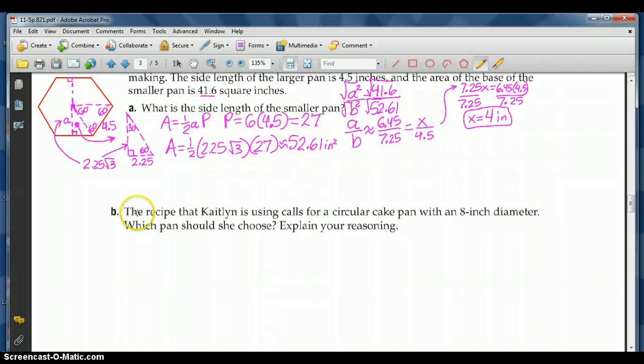Alright, and part B, it says the recipe that Caitlin is using calls for a circular cake pan with an 8-inch diameter. Which pan should she choose? Explain your reasoning. To do this problem, first we would need to find the area of the base of a circular cake pan with an 8-inch diameter. So if the diameter is 8 inches, the radius is 4, and the area is pi r squared, so pi times 4 squared, and we get approximately 50.3.